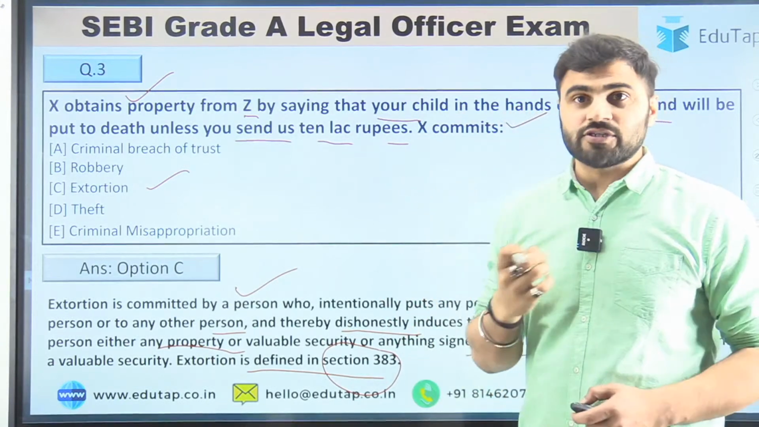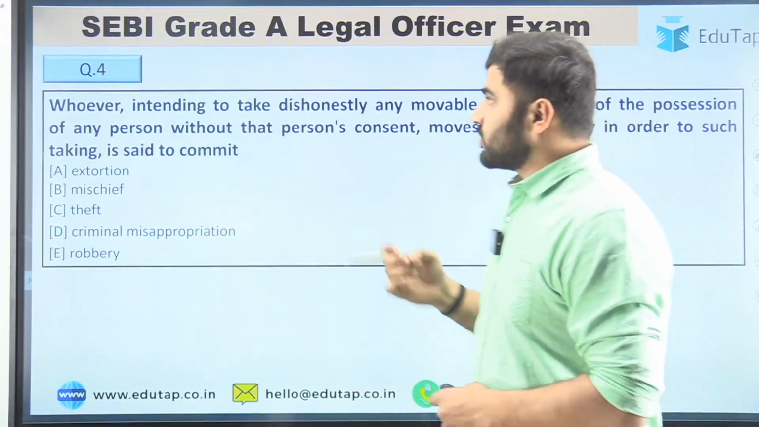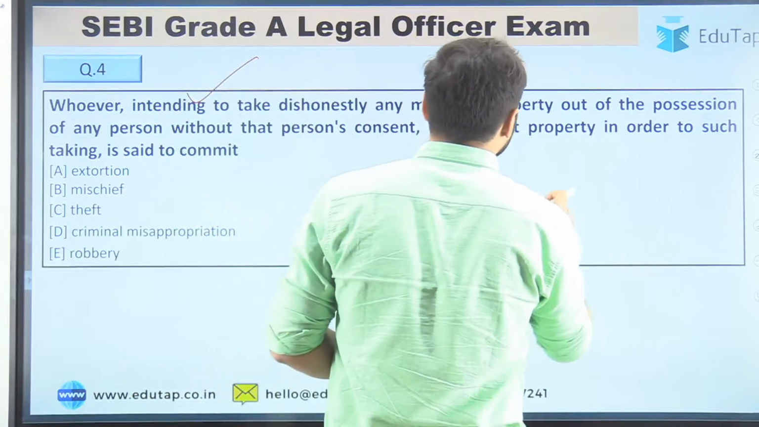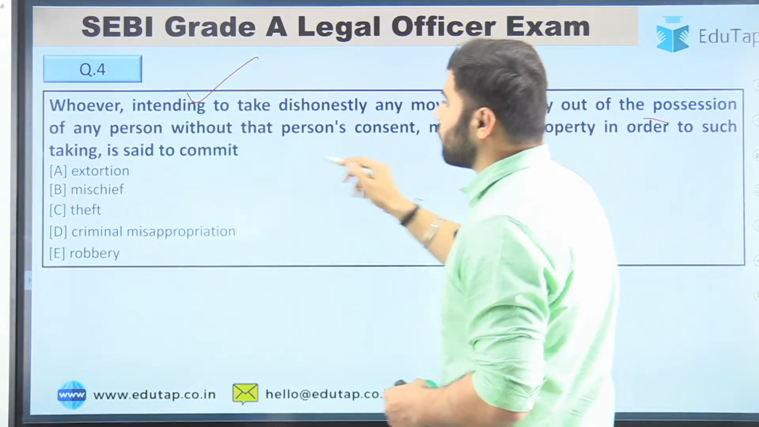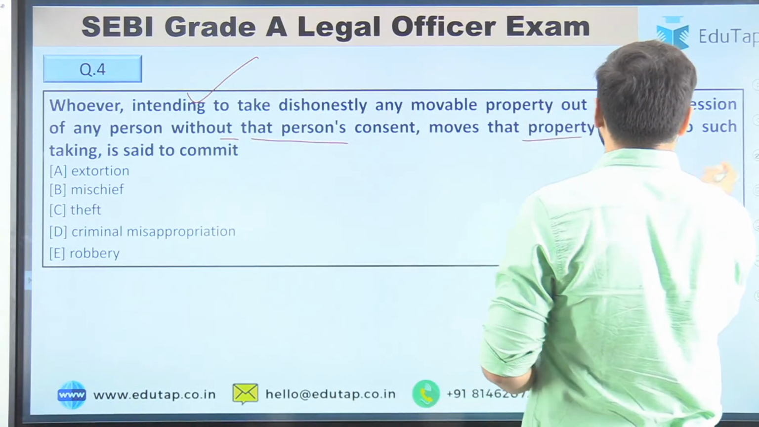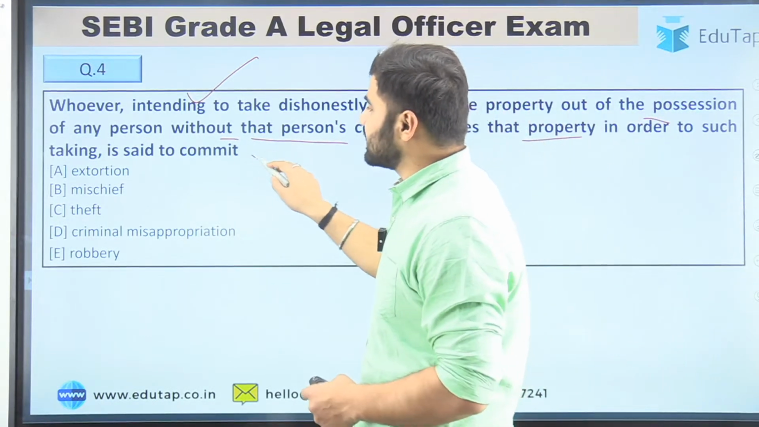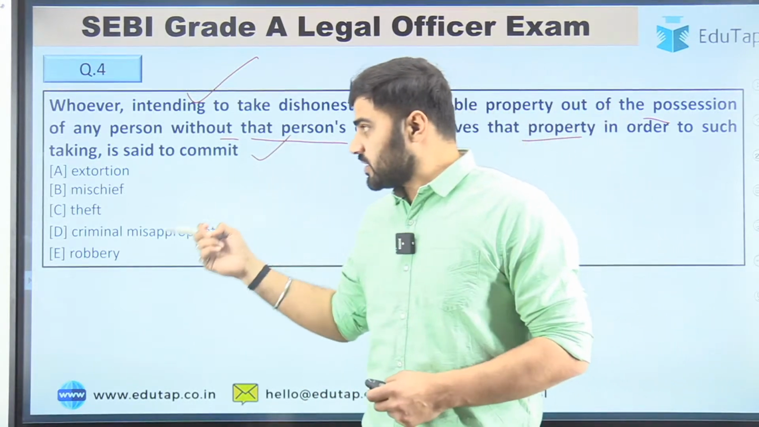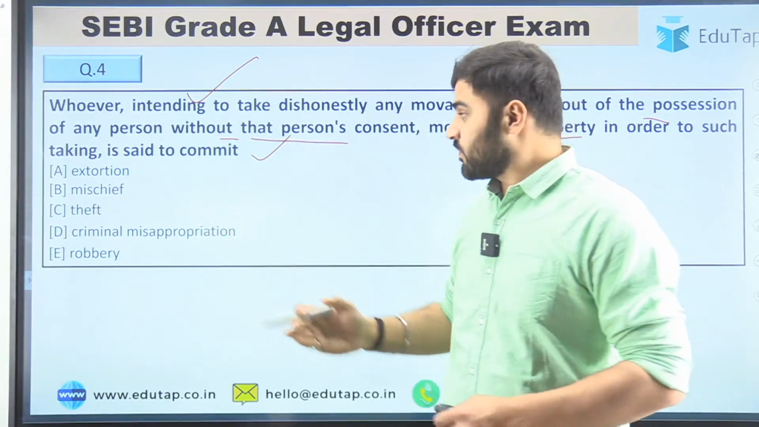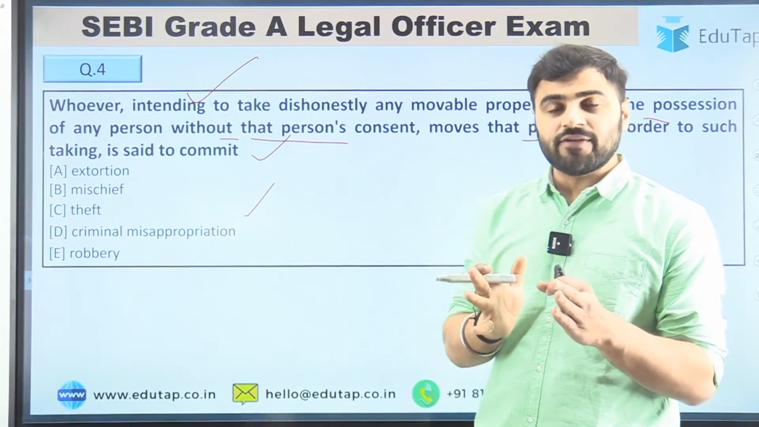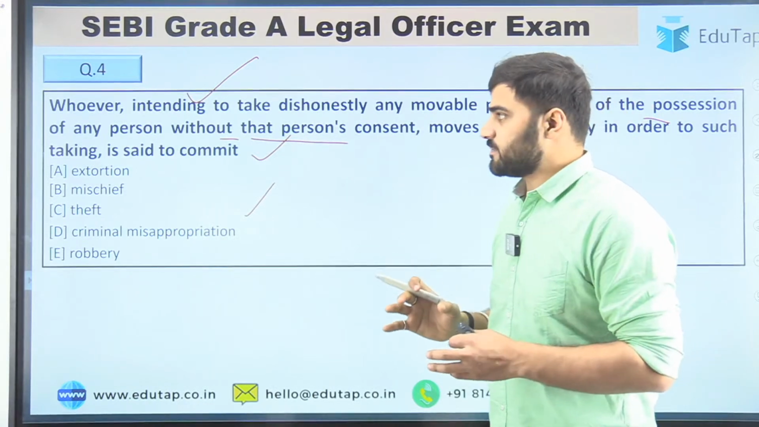Now let's move to question number 4th. So guys, question number 4th is: whoever intending to take dishonestly any movable property out of the possession of any person without that person's consent moves that property in order to such taking is said to commit which of the following offenses? So your options are extortion, mischief, theft, criminal misappropriation or robbery. Guys, read the question carefully, then try to answer that.